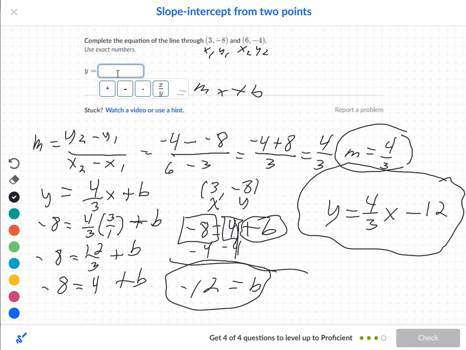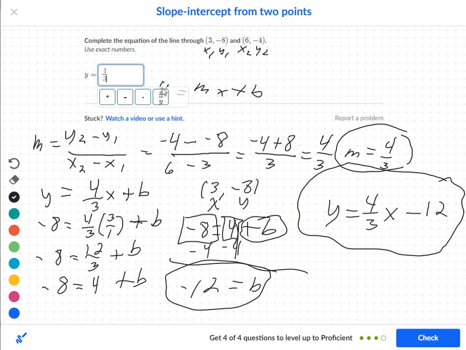So my m is going to be 4/3. So I'm going to put down a 4, and it's a positive, so I can use my fraction. 3 space bar, then x, and then I would say minus sign 12. So let's check this.